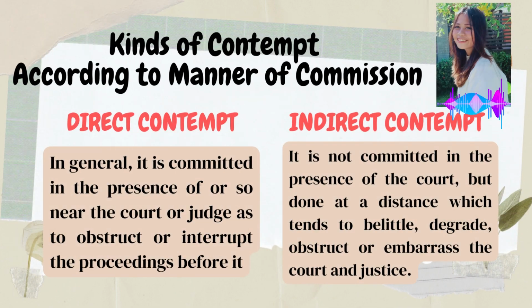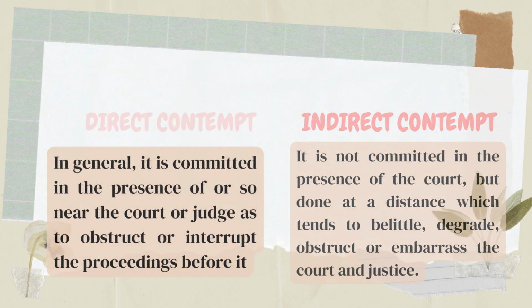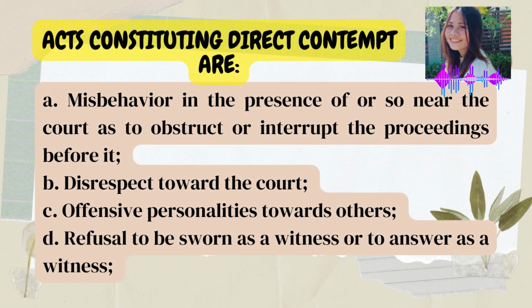There are kinds of contempt according to manner of commission. It is direct contempt as discussed in Section 1 and indirect contempt in Section 3. To differentiate, direct contempt in general is committed in the presence of or so near the court or a judge as to obstruct or interrupt the proceedings before it. And the following are acts constituting direct contempt.